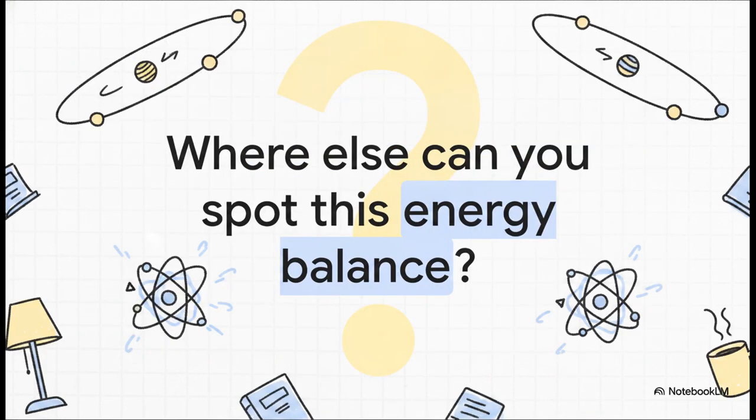Which leaves us with this final thought. If energy cannot be created or destroyed, only transferred or transformed, where else in the universe can you spot this perfect energy balance? From the elliptical orbits of planets trading gravitational potential for kinetic speed as they sling around the sun, to the absolute microscopic inner workings of an atom, this fundamental rule is everywhere. So I'll leave you to wonder, where else is this incredible law of the universe playing out right now? Maybe even in the objects sitting right there in the room with you.